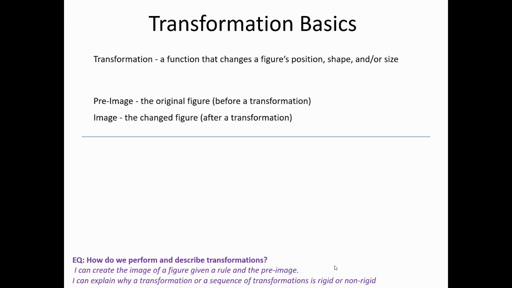Here we go. Starting off at the top, transformation basics. A transformation is a function that changes a figure's position, shape, and/or size. Something I would like to add about what transformations are is our clarification of function. This means what we sometimes call a rule, or sometimes an equation. A function means we start with an input, do something to it, and then get an output. So the function is the method of how we get from the input to the output. Sometimes we call that a rule or an equation.